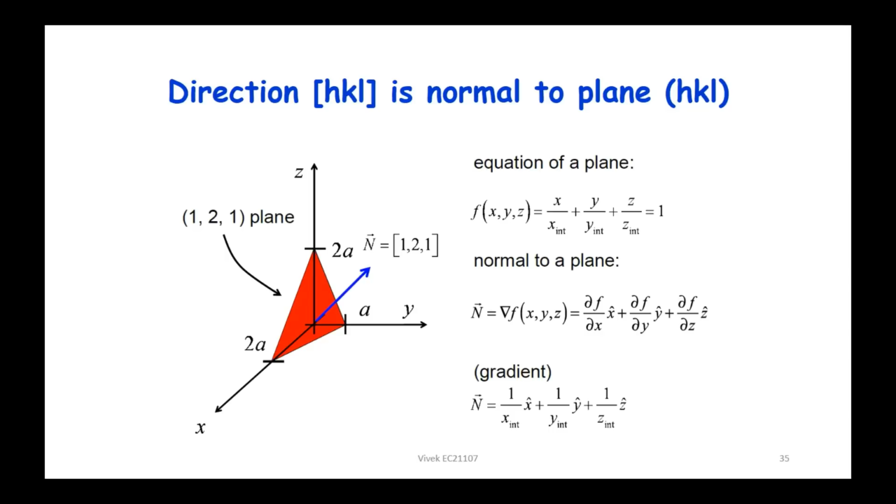So for example, the 1 2 1 plane has intercepts at x 2a, at z 2a, at y a, because you have to invert and multiply by 2, so it's the other way around. So for the 1 2 1 plane, the intercepts are 2 1 2, right? And then the normal to this plane is the 1 2 1 vector.